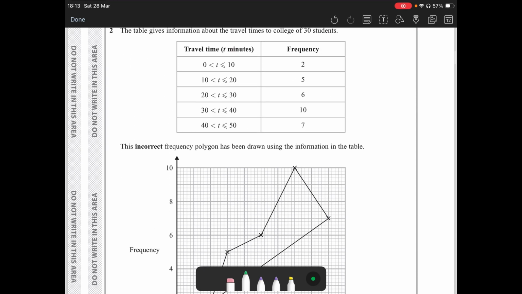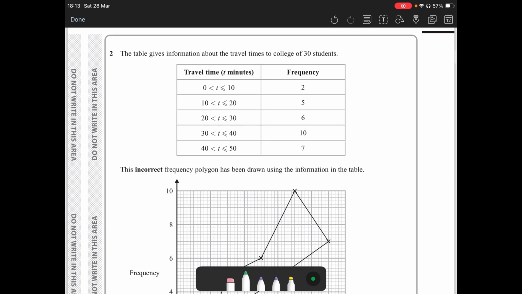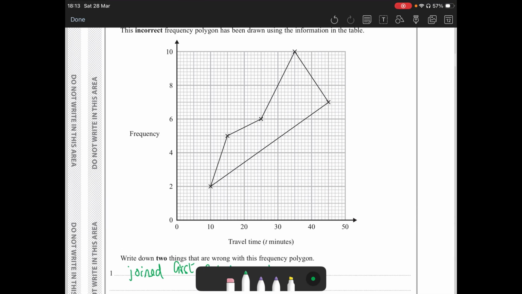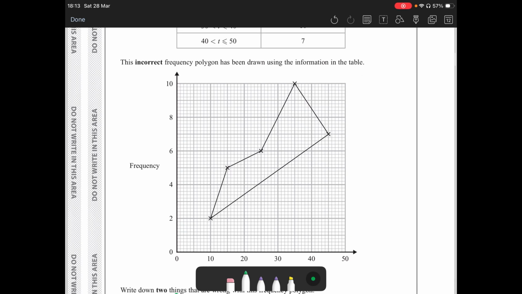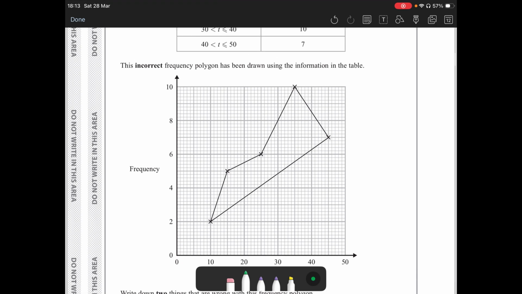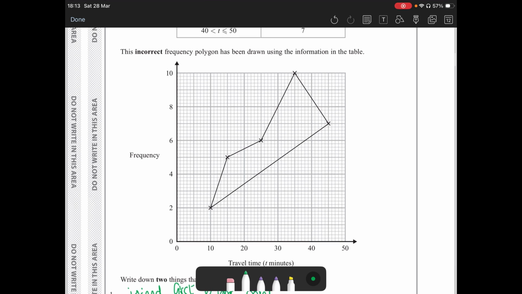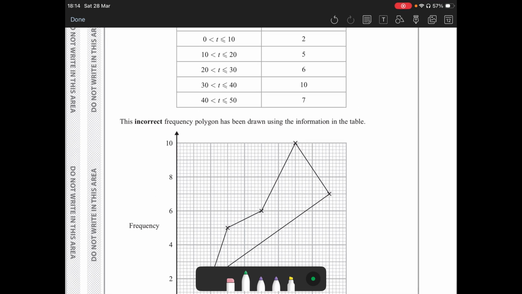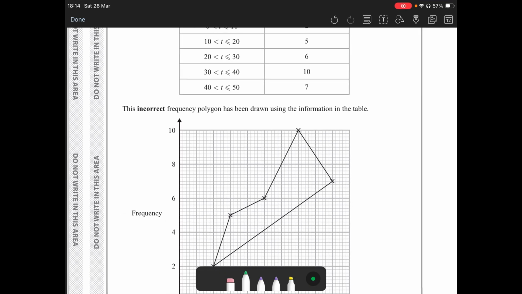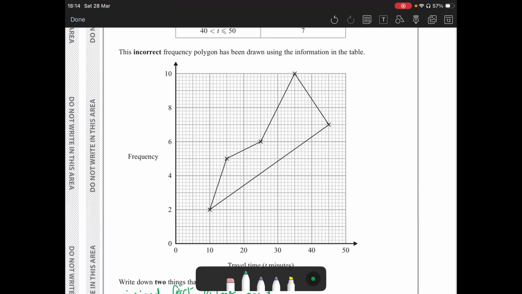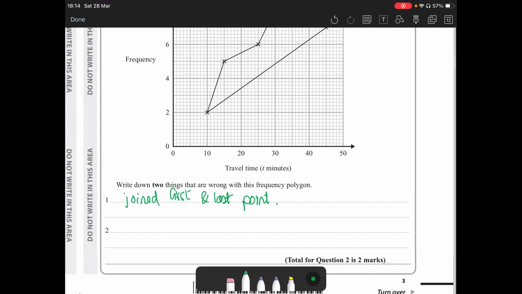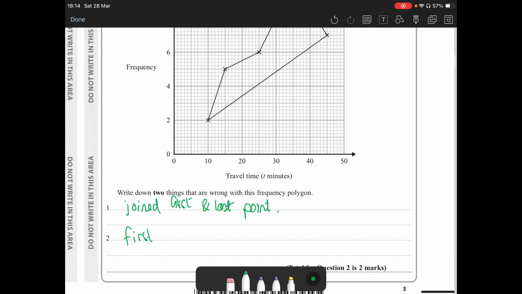And another mistake is they should have chosen the midpoint. They chose the midpoints for all bar the first one. So they actually did most of the points right, except the first point has been plotted wrong.